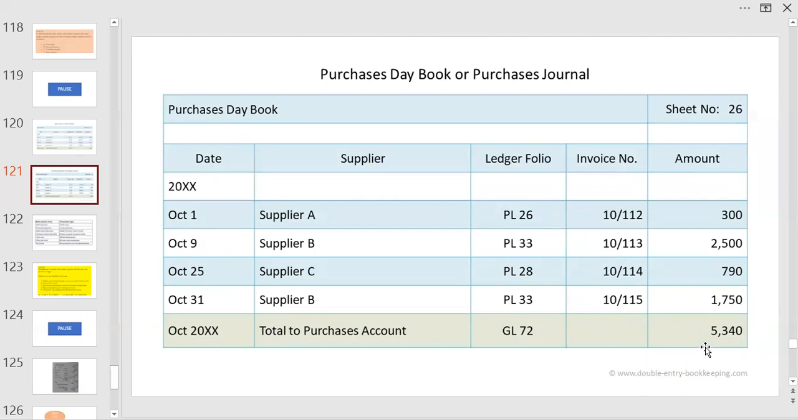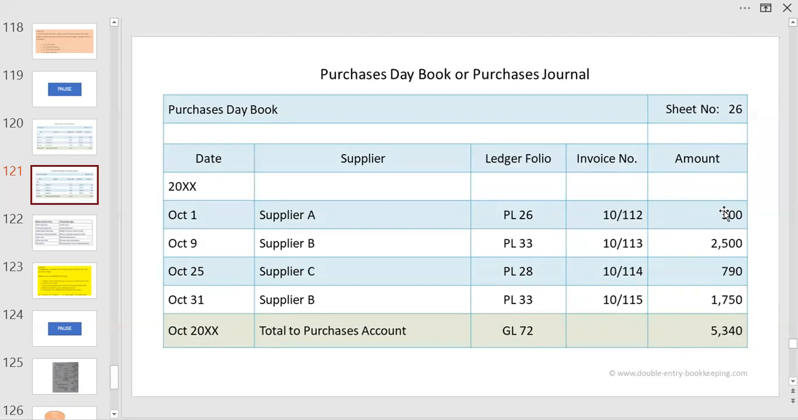That is debiting the purchases account, crediting the creditors or the creditors control account. The journal, the double entries made there. These individual amounts are posted, as you see, into the purchase ledger. They have posted. Ledger folios are given here. So this is how it is done.